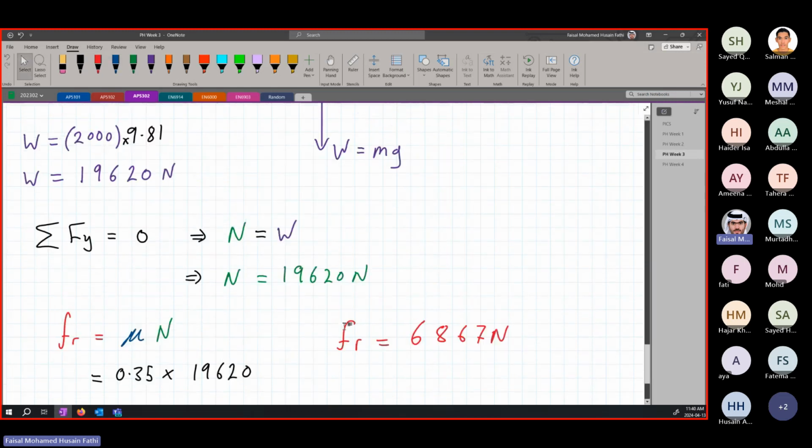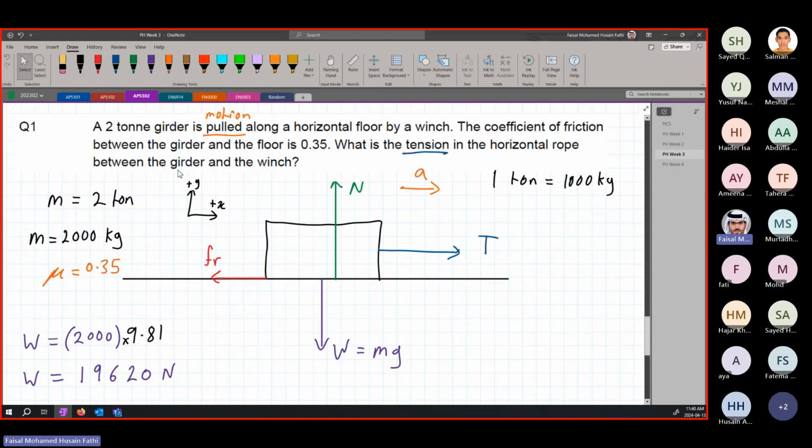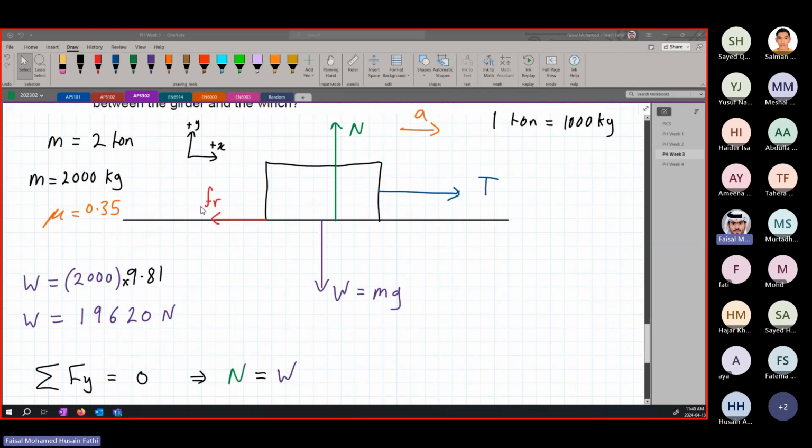This is how you would solve any question when it comes to friction. You will draw your free body diagram. After drawing it, you're going to analyze your forces, find your normal force, then find your friction force to determine your tension or pulling force. Very easy, very straightforward. Don't get too confused about it. Let's do another question so we get a better idea.